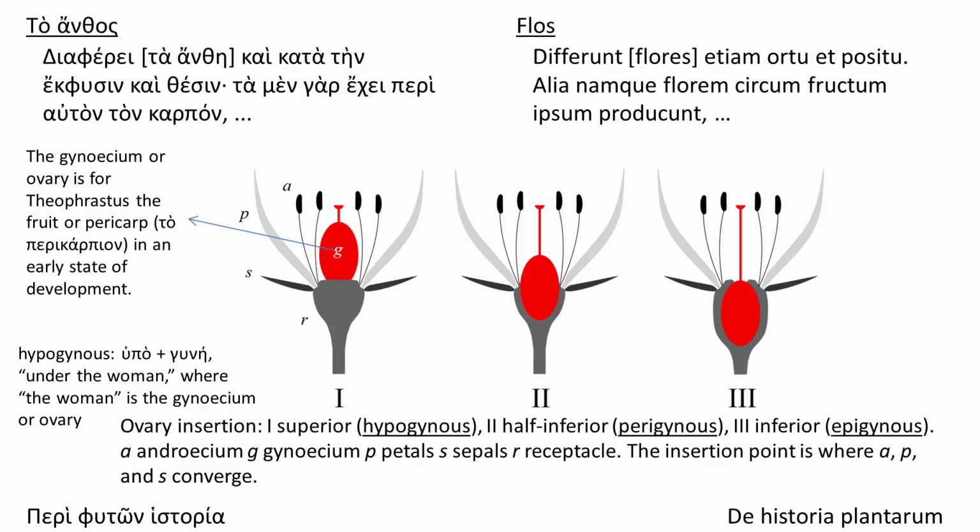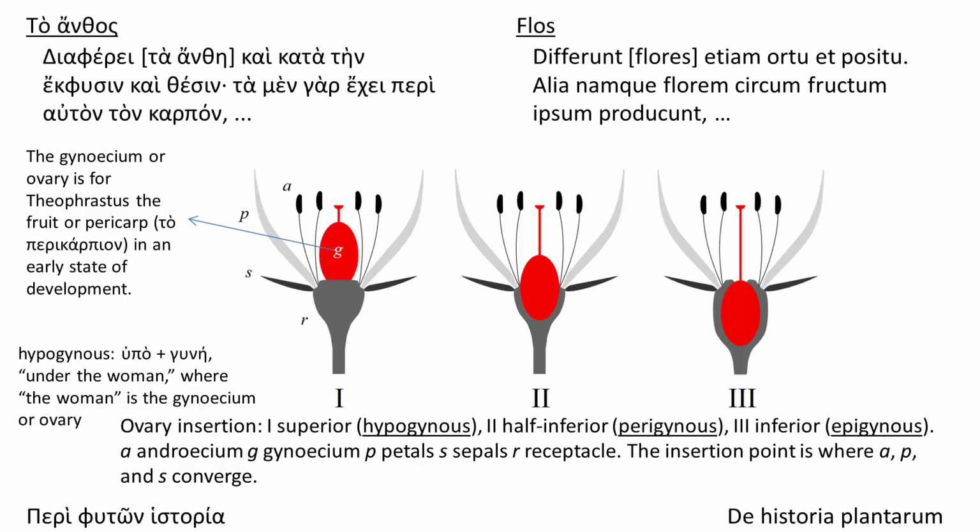Differunt etiam ortu et positu, alia namque florum circum fructum ipsum producunt. The complete exposition is too lengthy to quote here, but Theophrastus, who conceives of the ovary not as part of the flower but as the separate plant part, fruit, or pericarp in its early stage of development, is comparing the outgrowth and position of the flower petals in different plants with respect to their early stage fruit.